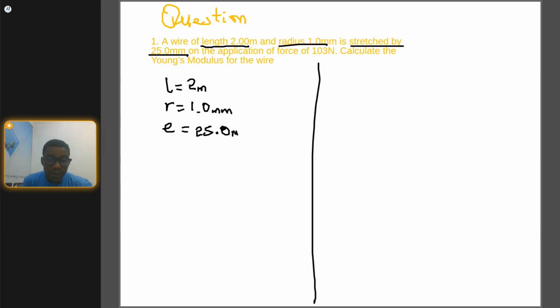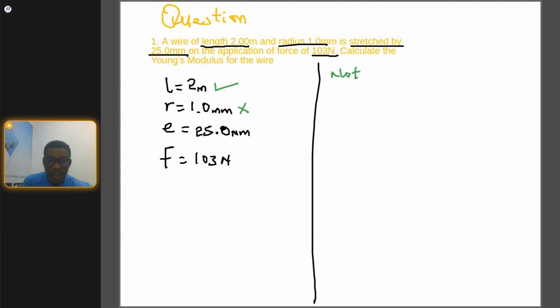25.0 millimeter. On the application of a force, you cannot just stretch a wire. You need to add force for you to stretch it. So the force F is given to be 10^3 Newton. Now we have all this information and we can go ahead to solve. Take notes, you need to check your parameters. This is okay, we can use it that way, but this is not okay. I need to convert millimeter to meter.